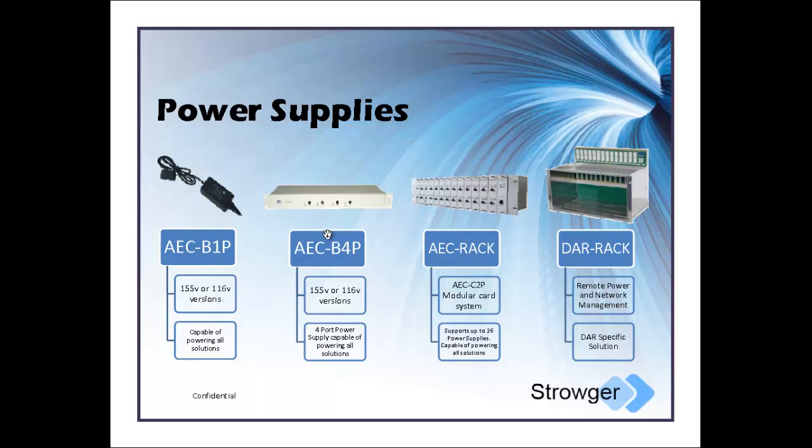The AEC B4P is a product that you might utilize if you're starting to deploy more and more loop extenders in a central office. The individual power supplies get scattered all over the central office, and they don't necessarily look that neat, so you can migrate up to the AEC B4P, which is a rack-mounted version that has 4 power supplies in it. As you continue to install loop extenders, you might then upgrade to an AEC rack that has 26 power supplies installed in it. If you're doing the digital regenerator, we have a special rack for it called the DAR rack, which has the ability to include a management channel to the digital regenerator.